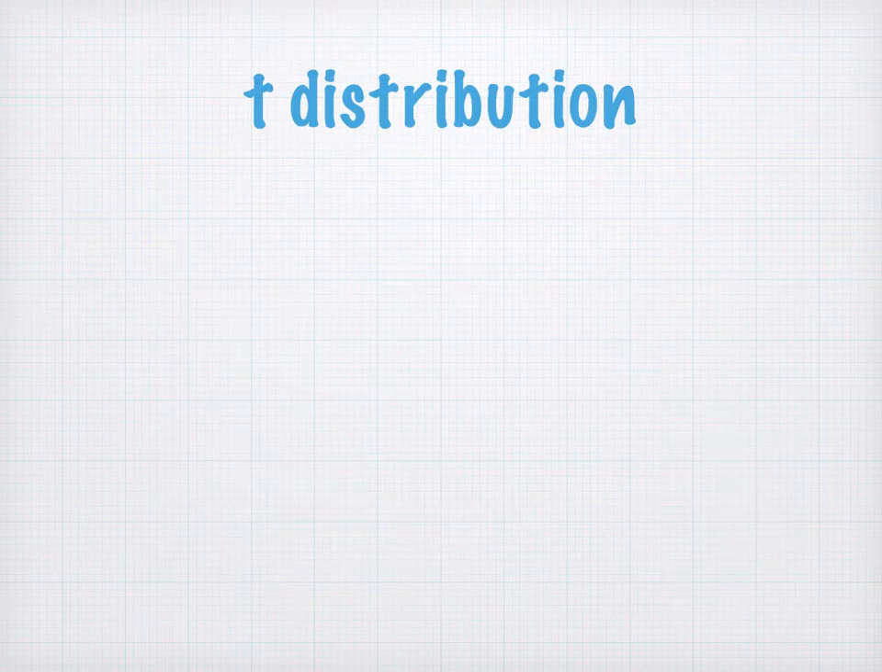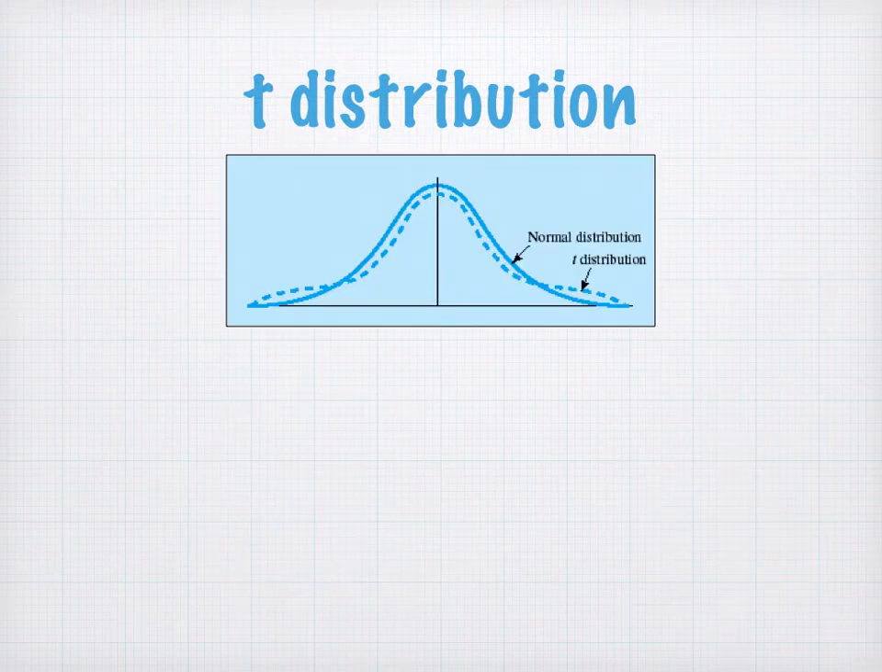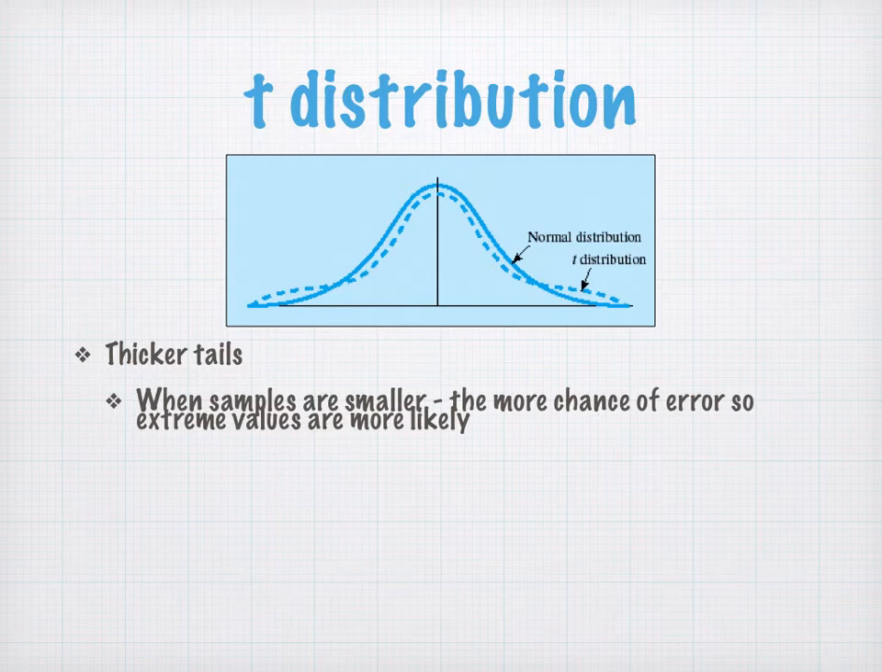So the T distribution is slightly different than our normal distribution. In this graph here, you'll see that the normal distribution is the solid blue line, where the T distribution is the dotted line. You can see as a whole, they're very, very similar, but there are some marked differences. One of which is that the T distribution has thicker tails. If you look at that there, you can see they're a little bit fatter. They go a little bit higher, so then we know we have a larger proportion in the tails than we do in our normal distribution.